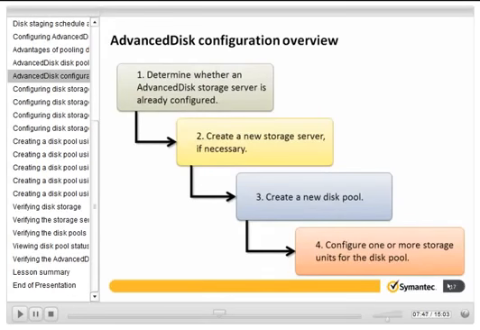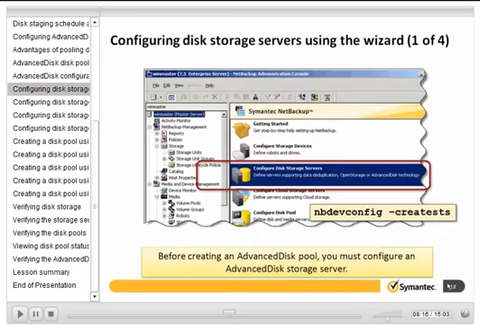This slide just shows you the advanced disk configuration overview. On here you can see we'll take a look at the steps. Step number 1, determining whether an advanced disk storage server is already configured. Step 2, if you don't have one configured for that media server, you will need to add one. Once you have a storage server set up in NetBackup, then you can go ahead to step 3, create a new disk pool. Step 4 will configure one or more storage units around that disk pool.